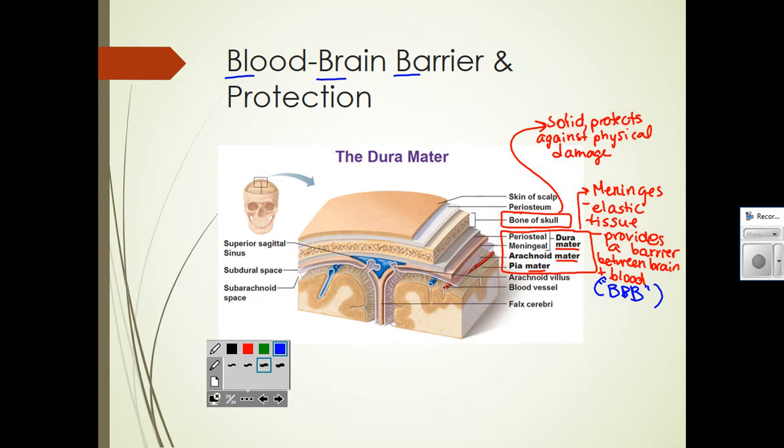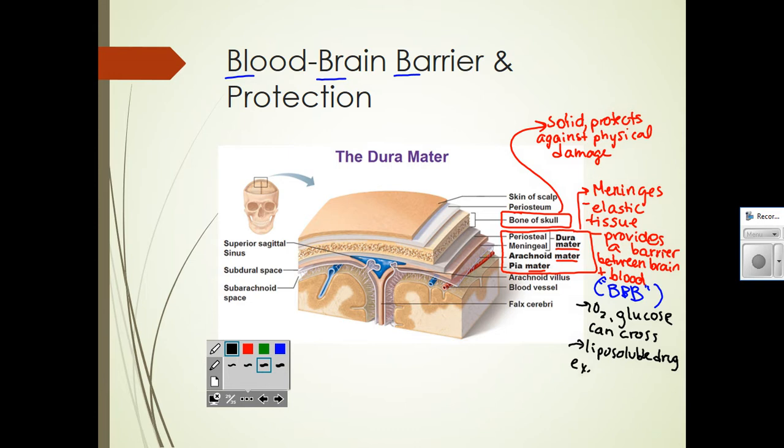Now, just because they're providing a barrier doesn't mean that it's impermeable to everything. Some substances have to be able to cross this barrier. So, things like oxygen and glucose can cross, but unfortunately, any liposoluble drug, so something that is soluble in lipids, meaning it could get across membranes, is also able to get across.